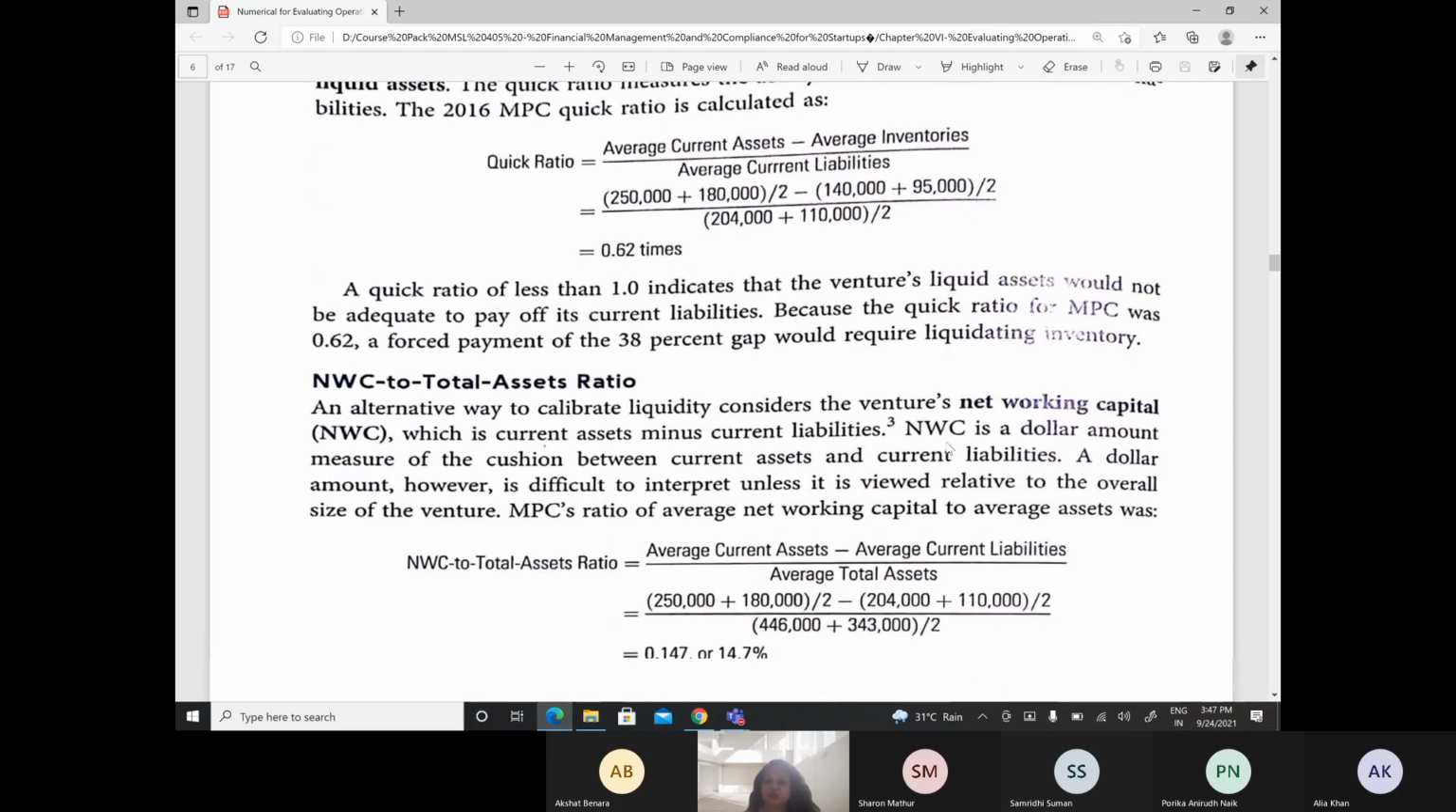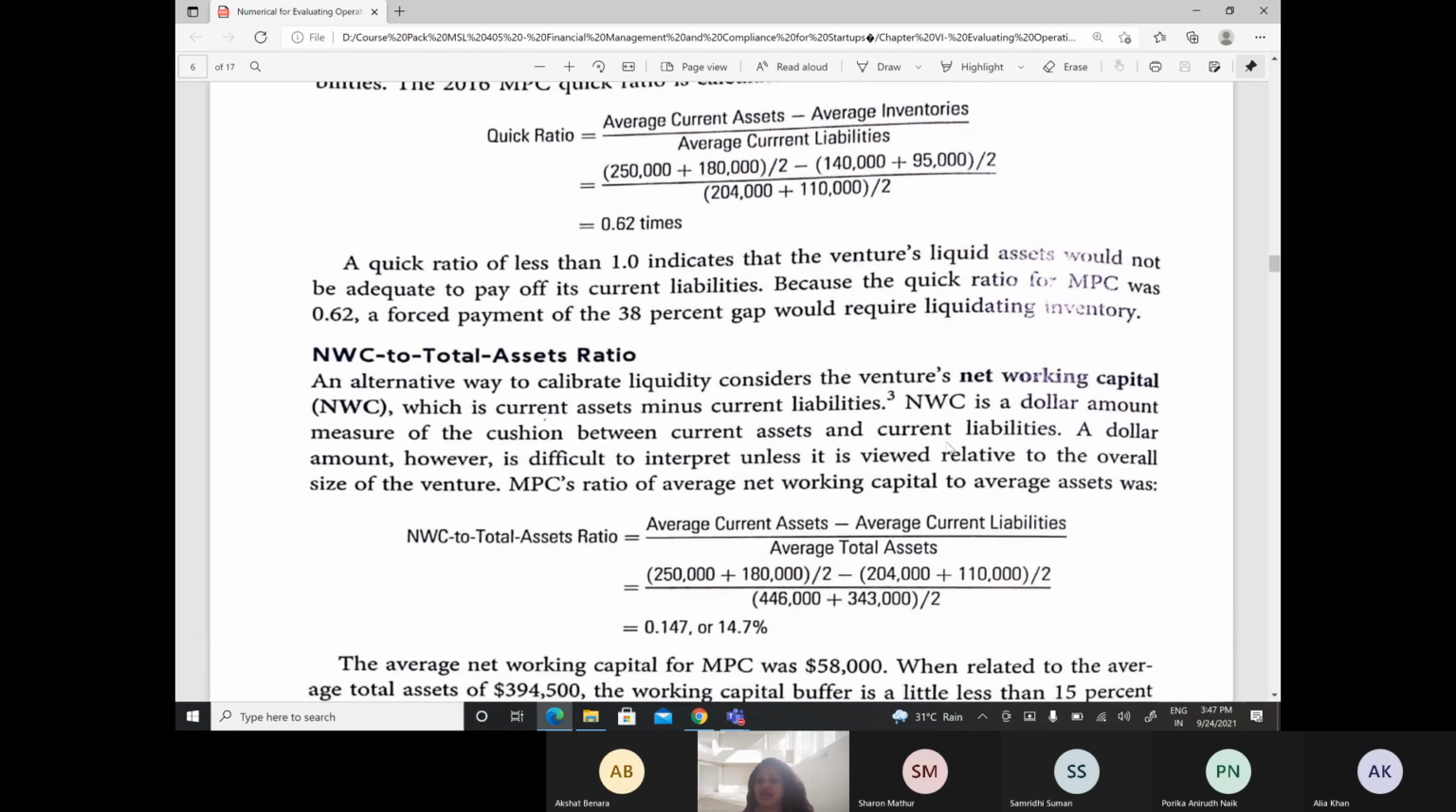A quick ratio of less than 1 indicates that the venture's liquid assets would not be adequate to pay off its current liabilities. Because the quick ratio for MPC was 0.62, a forced payment of the 38% gap would require liquidating inventories. So this is a precarious situation because in case the current liabilities are due for payment and the venture cannot meet the payment due to its low quick ratio, then the venture can actually run into a short-term credit crisis and it could also be declared bankrupt.